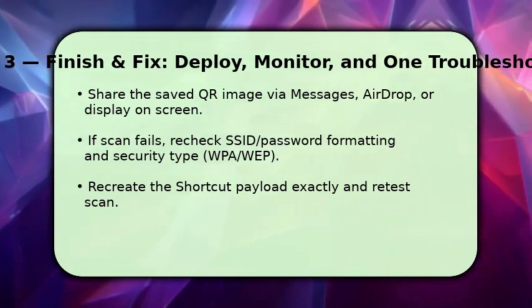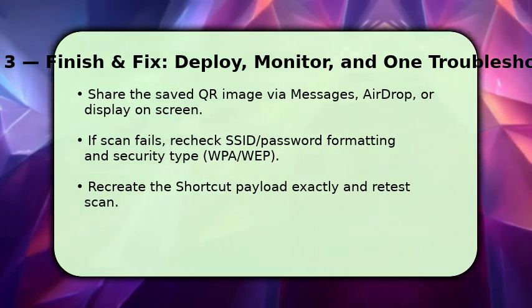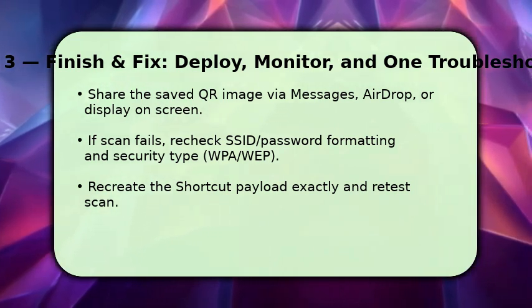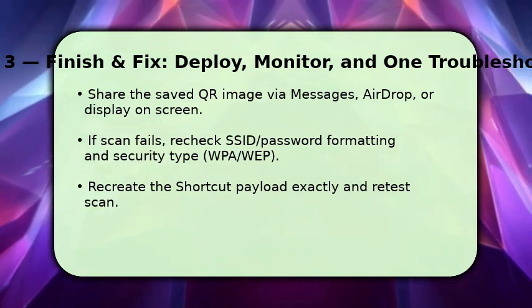If it doesn't work, make sure you use the correct security type, WPA versus WEP, no extra spaces, and exact SSID spelling, then regenerate the QR. If problems persist, toggle Personal Hotspot off and on, and retest the shortcut.